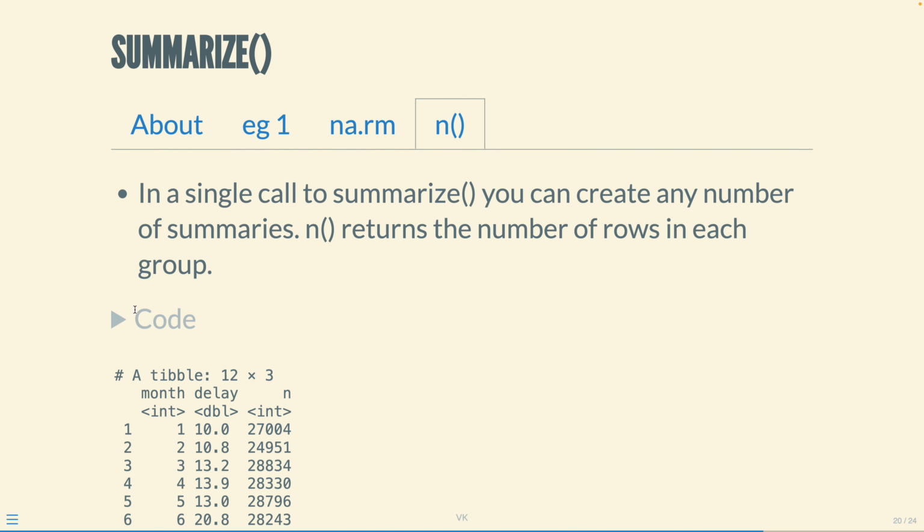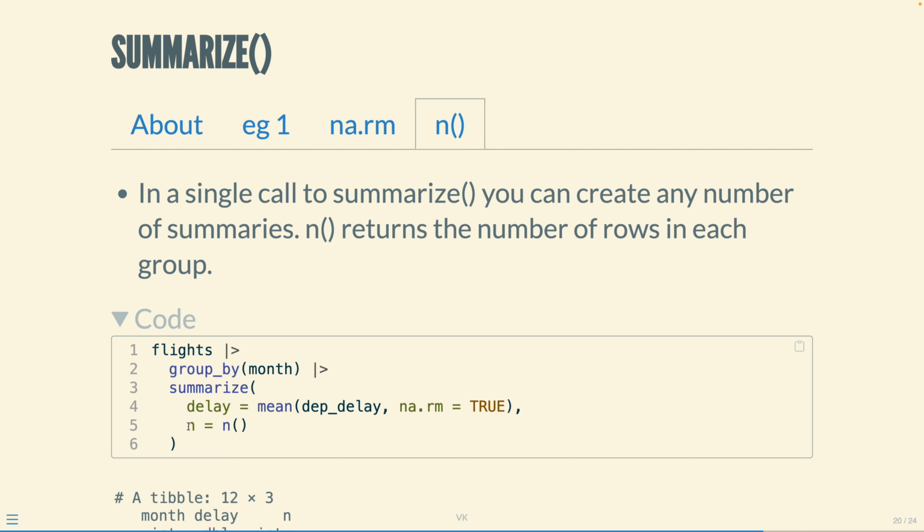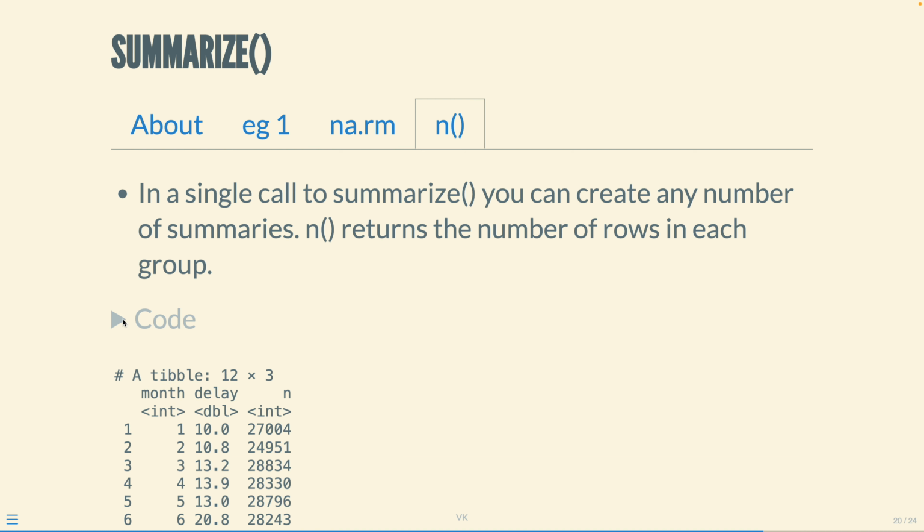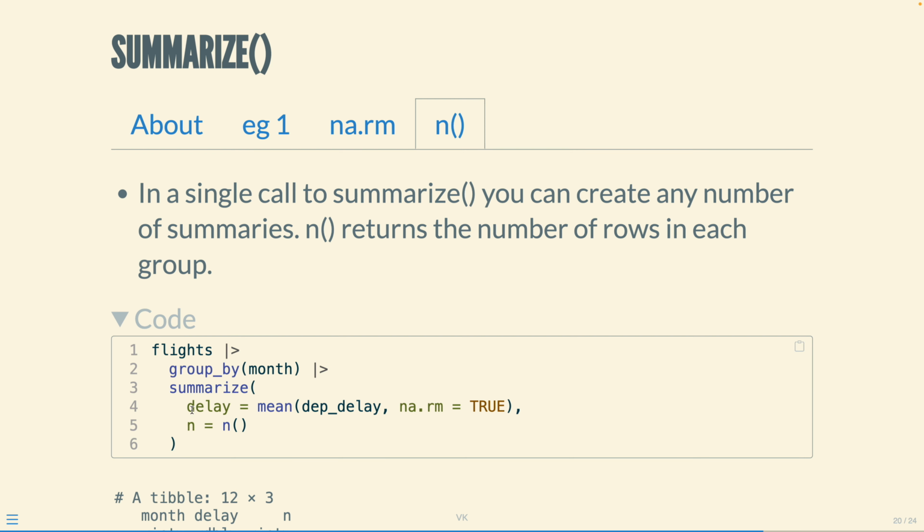Well, no, we're basically saying, let's group by month, right? And then summarize, and then calculate the mean. And then for each of those months, also report the total number of flights that were used to calculate that mean. So notice here, this is saying in month 1, which is January, we had 27,004 flights. In month 2, we had 24,951 flights.